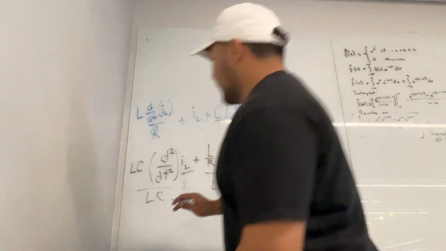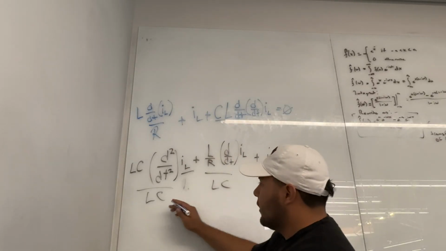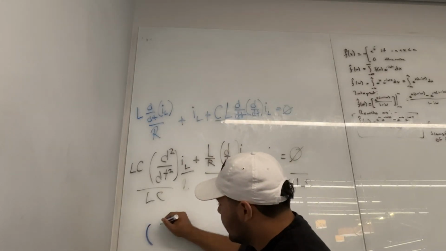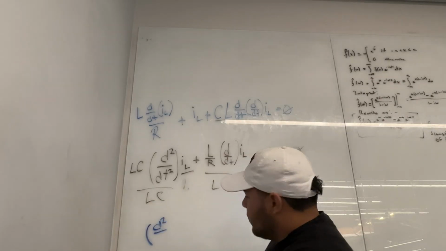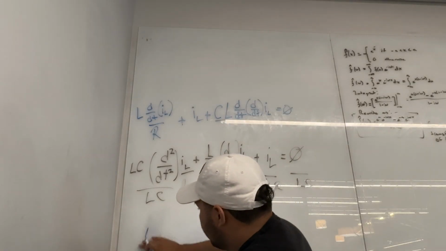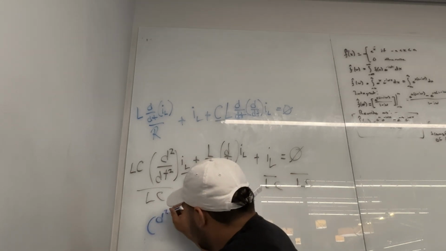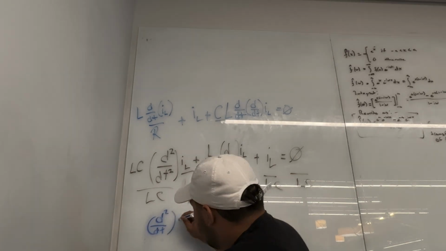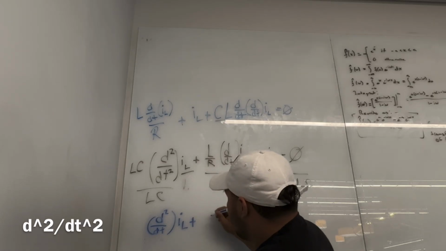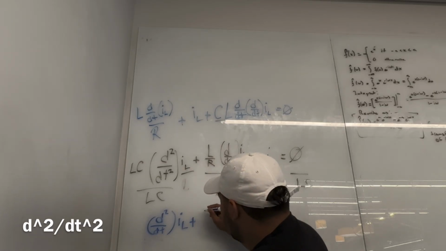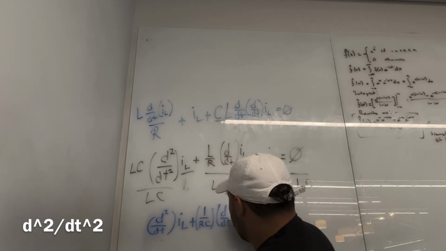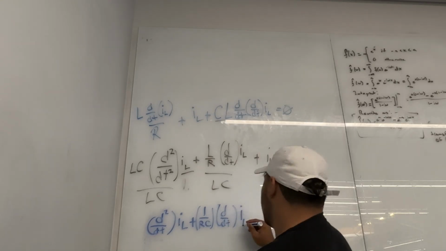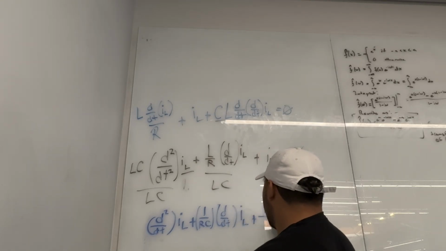Now we've got the second order differential, d squared over dt squared of I sub L, plus 1 over RC times d over dt of I sub L, plus 1 over LC times I sub L equals 0.